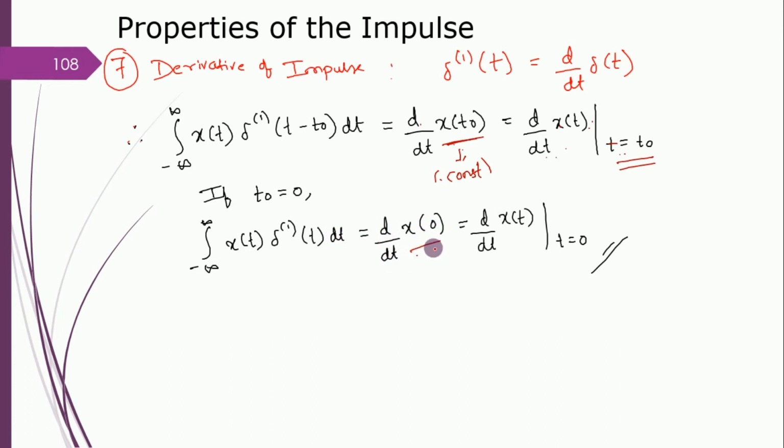So this is a constant, we know. So what we have to do? d by dt of x of t you need to take first, then substitute t is equal to 0 in that respective value. That's it. Here you should be very careful in substituting the value of t is equal to 0. First you need to take its derivative, and then substitute the value t is equal to 0. With this, we are coming to an end of the properties of the impulse function.